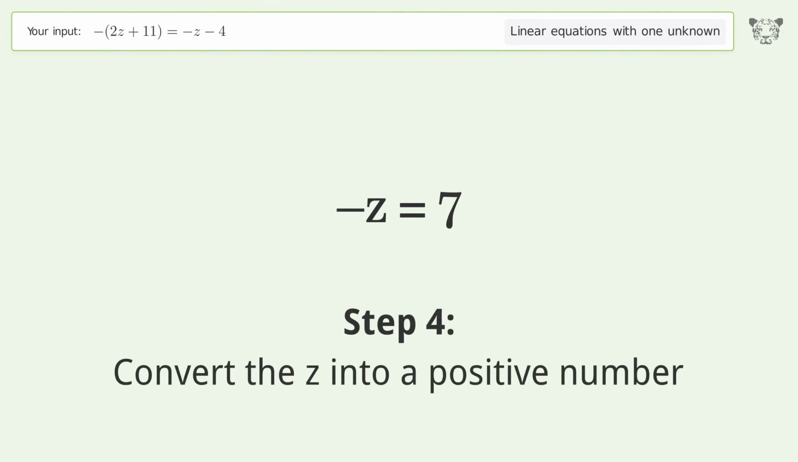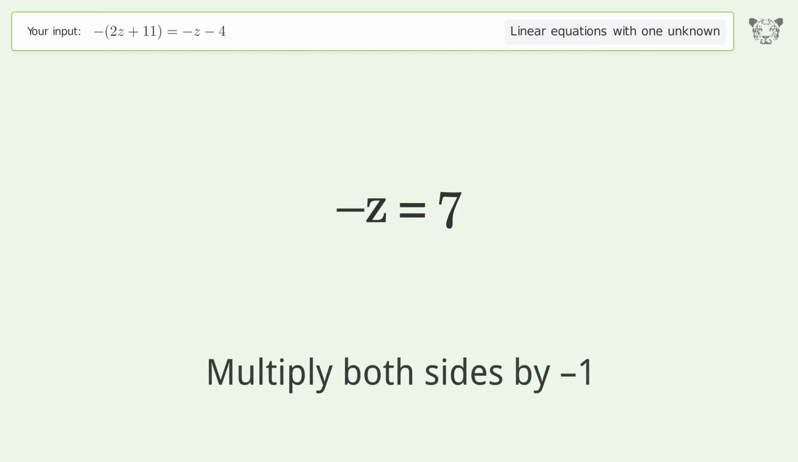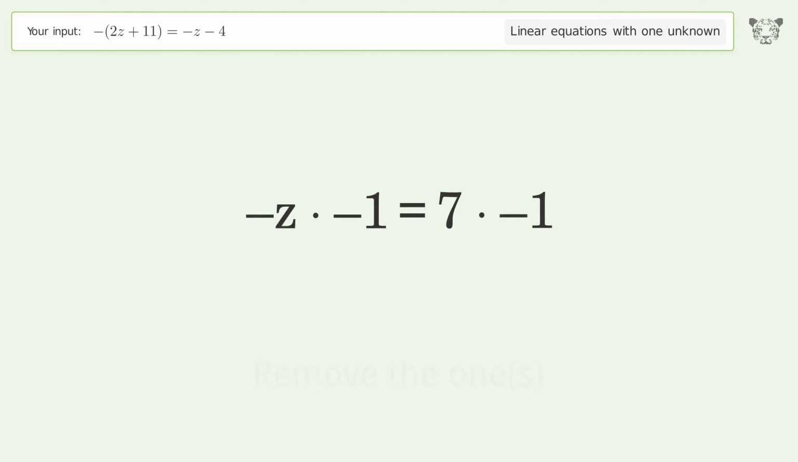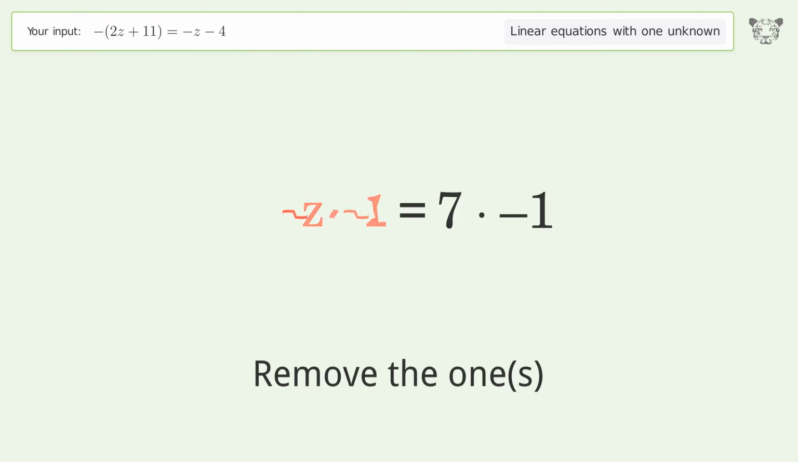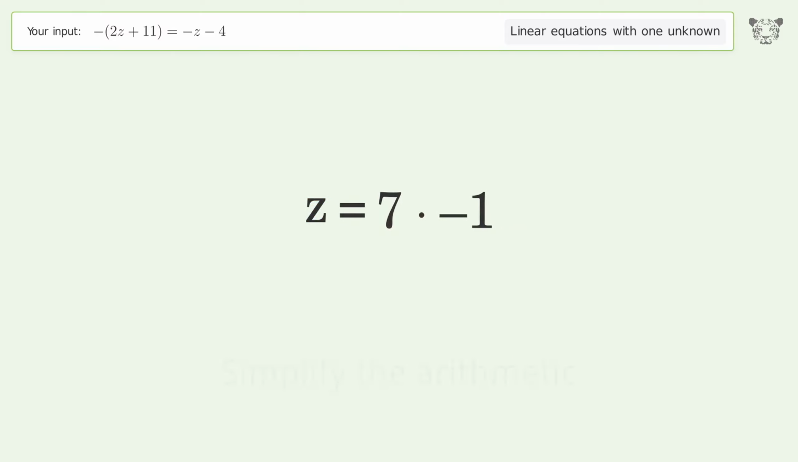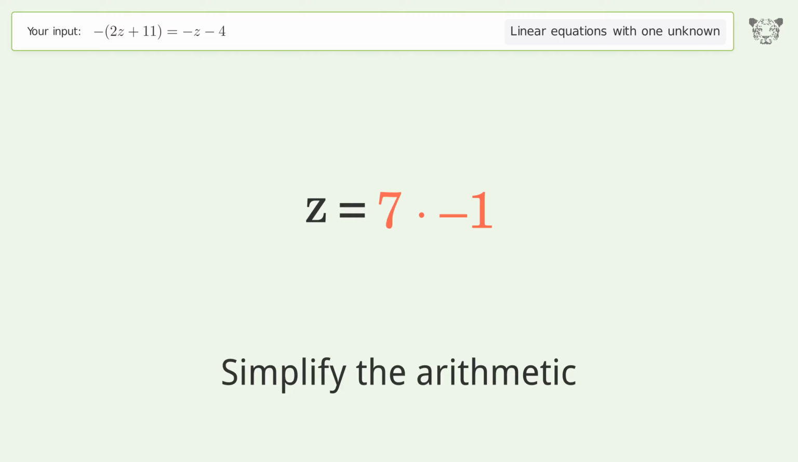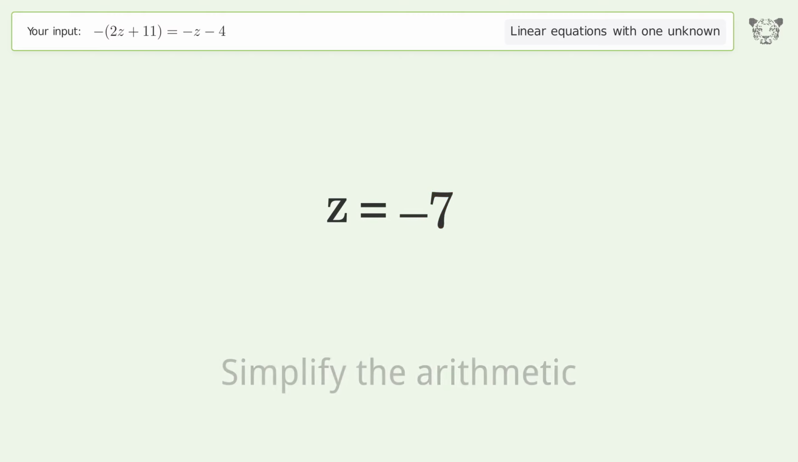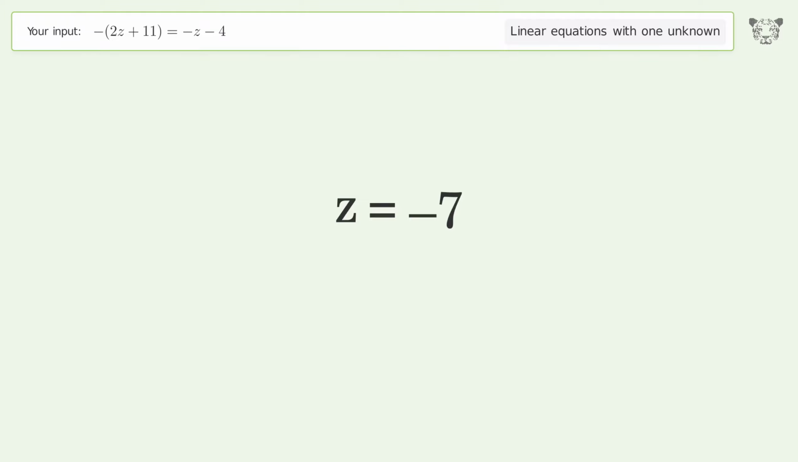Convert the z into a positive number. Multiply both sides by -1. Remove the ones. Simplify the arithmetic. And so the final result is z equals -7.